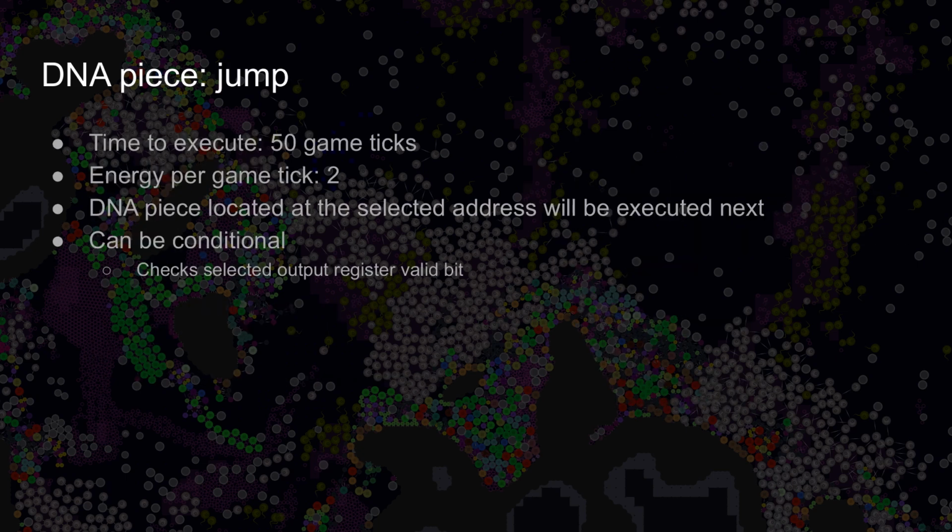The next DNA piece is jump. It takes 50 game ticks and 2 energy per game tick to execute. By default, the DNA sequence is executed sequentially and cyclically. However, after executing this, the DNA piece located at the selected address will be executed next. The jump can be conditional. If it is, then the jump will only happen if the selected behavior slot output register valid bit is matching the value that is defined in the DNA piece.